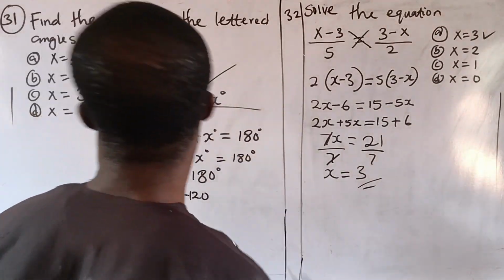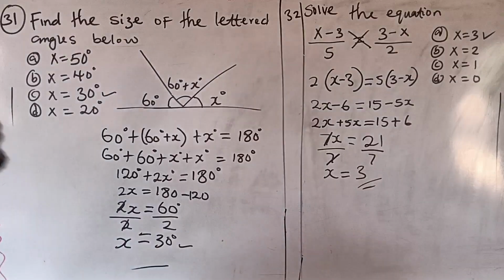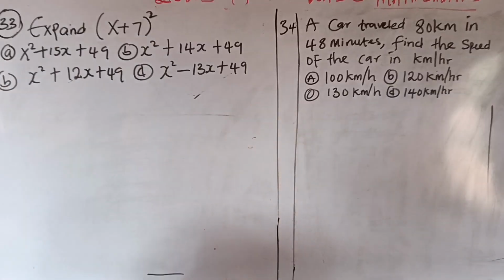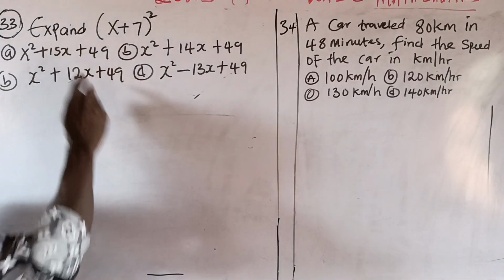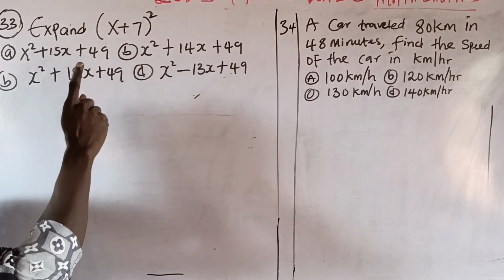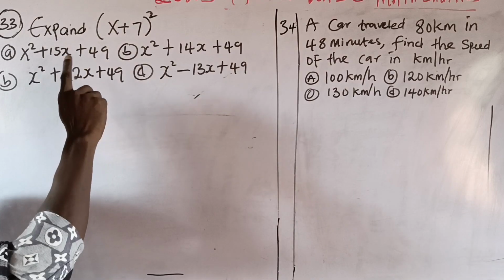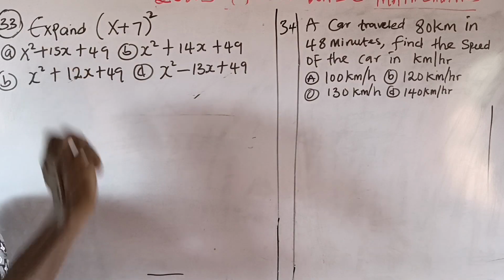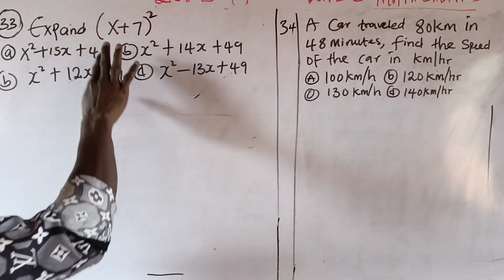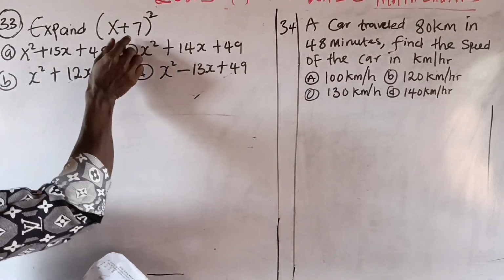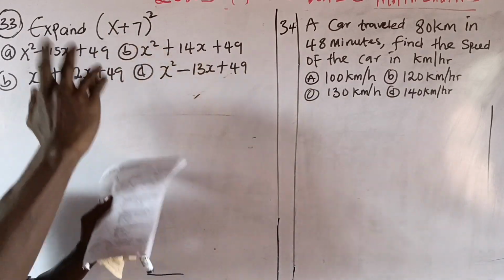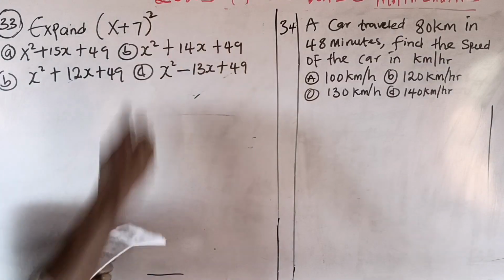Now let's go to question 33. Question 33 says, expand (x + 7)². To do this, they say we should expand it. So this (x + 7) raised to power 2 means (x + 7) times (x + 7).